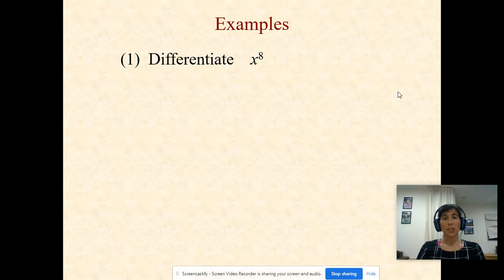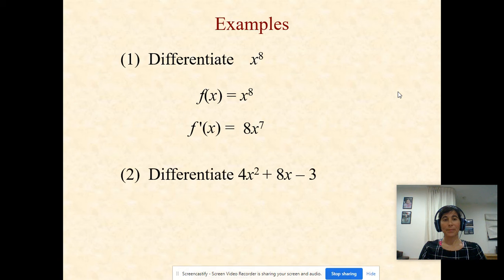Example 1. Differentiate x to the power of 8. So we just bring that 8 down the front and reduce the power 8 by 1, so that gives us 8x to the power of 7.